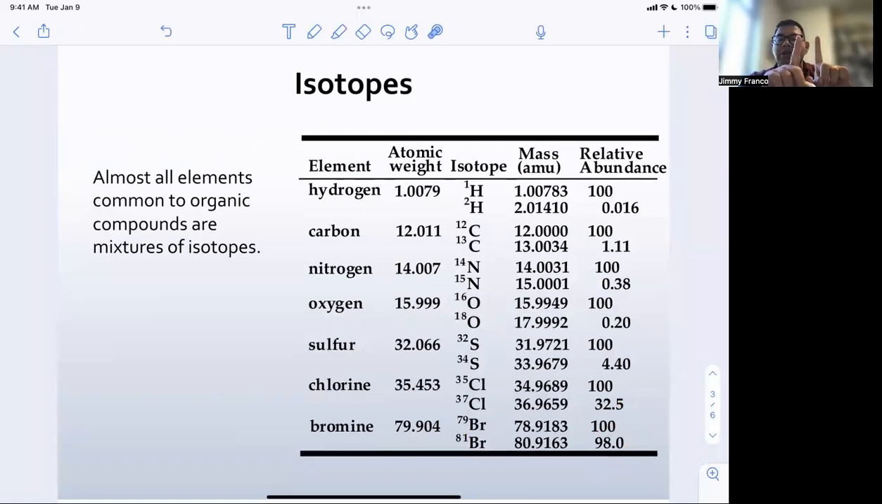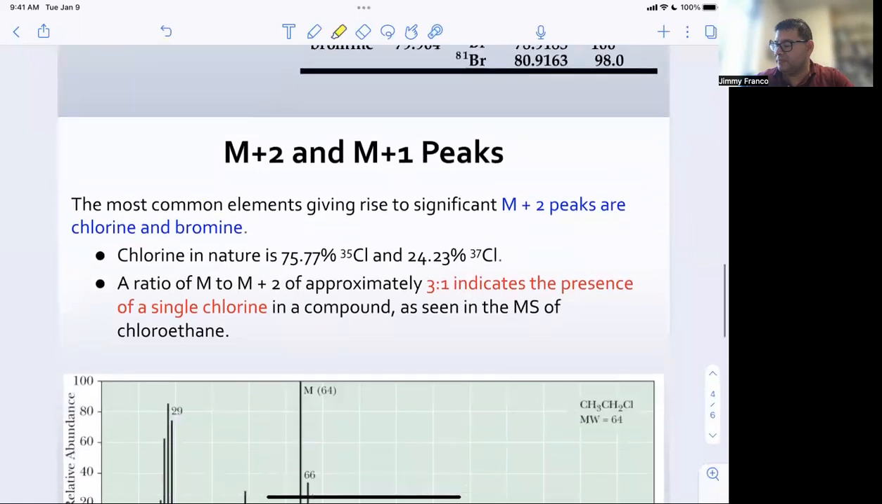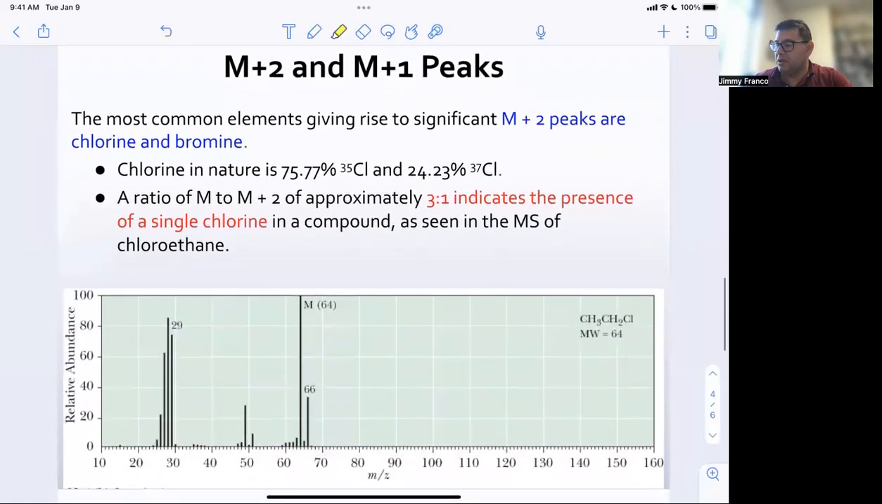We're actually going to talk about these because this isotope pattern is going to give us a little bit of a fingerprint. It's going to highlight that we have that atom in our molecule. So let's take a look at some of these. All right, so let's see the peaks of chlorine and bromine.